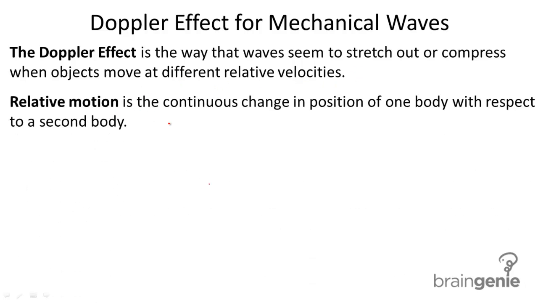Relative motion is the continuous change in position of one body with respect to a second body. When we refer to the Doppler effect, we talk about two bodies. We call one of them the observer, which could be me or you, and we call the second body the source. Relative motion is when these two bodies are moving with respect to one another.